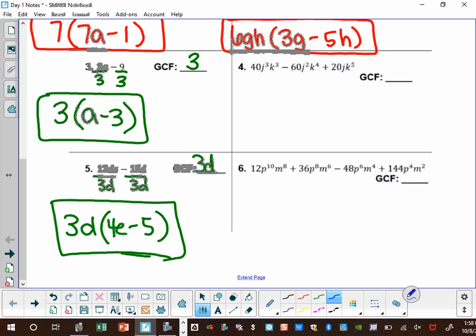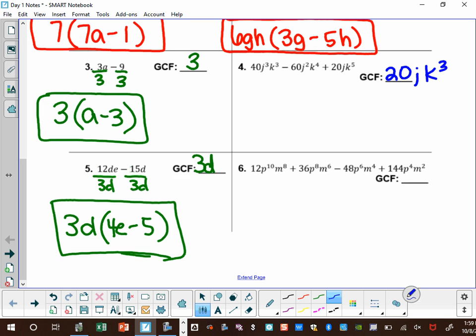So I know my GCF is at least 20. When we're looking at our letters, we always take the lowest exponent. So I have J to the 3rd, J to the 2nd, and then plain J to the 1st. Which one's the lowest? Just plain J to the 1st. If you want to write that one exponent, you can, but you don't have to. Then I have K to the 3rd, K to the 4th, and K to the 5th. Which one's the lowest?